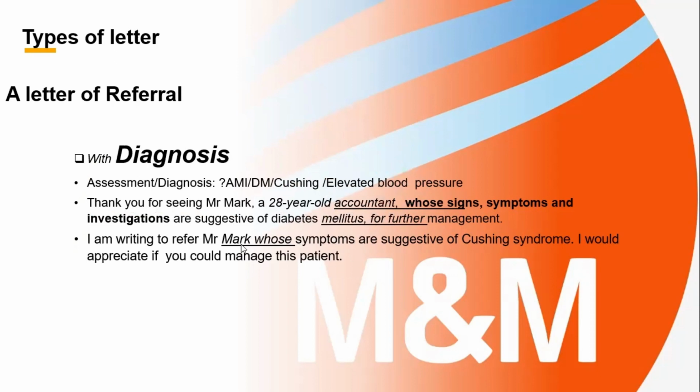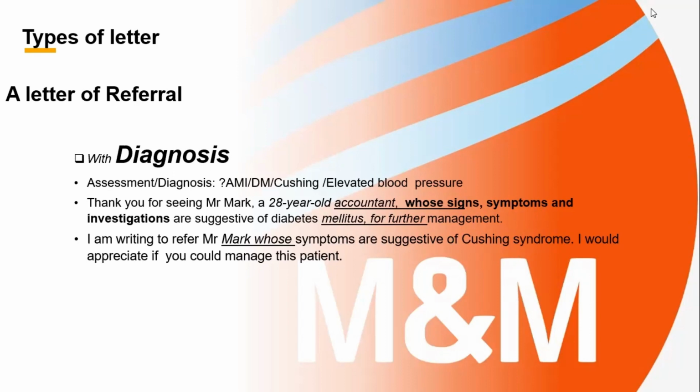Now we can see there are two different introductions, with the example of a defining and a non-defining clause. So, I'm writing to refer Mr. Mark, whose symptoms are suggestive of Cushing syndrome. It's not the case that we have not written sign and symptom. We may write sign, symptom, investigation, if it's the case in any of the referral letters. So writing a letter with a simple diagnosis is a common, very simple letter, right? When we have the diagnosis being given. So this is the first type of referral letter.